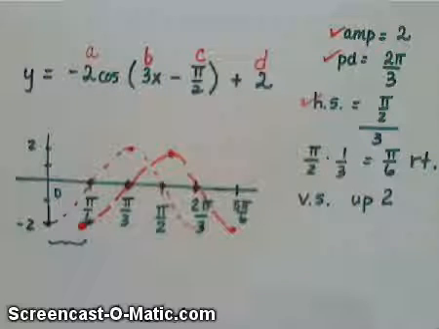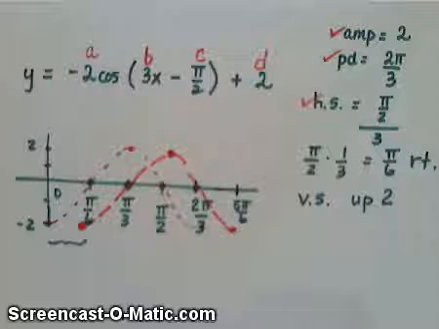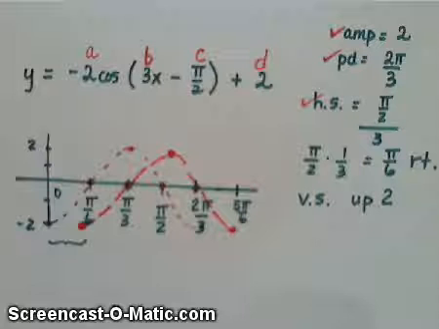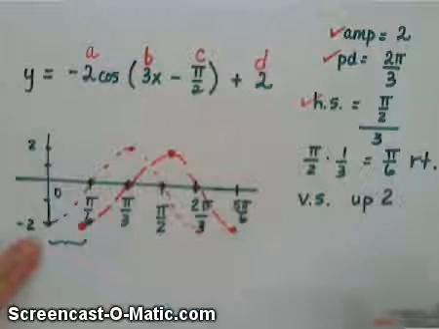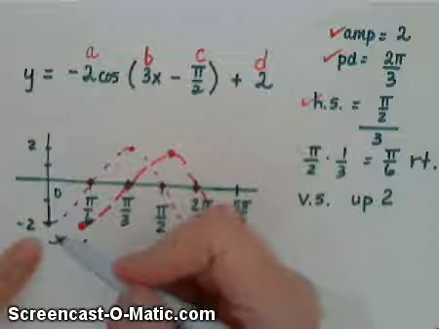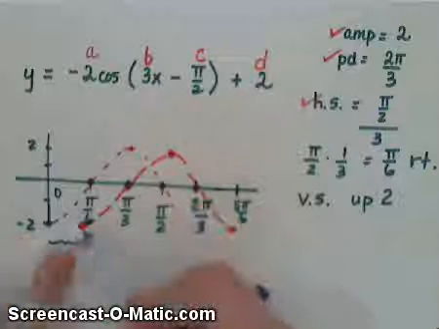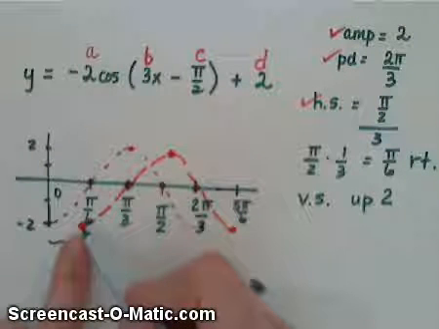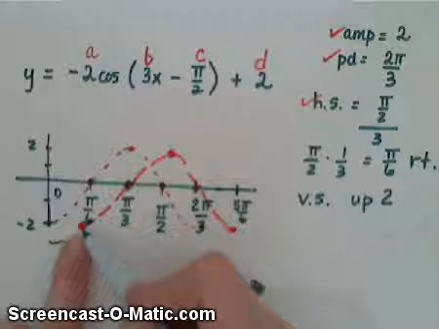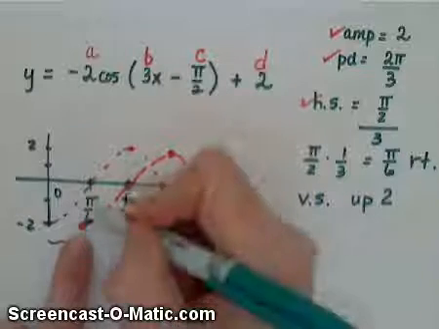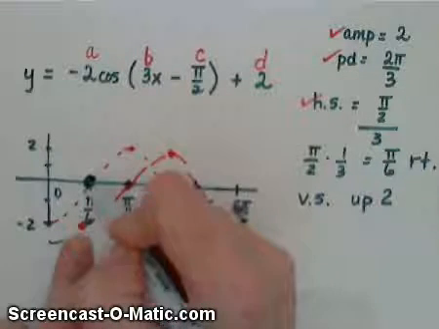Okay, now I have drawn it, I have done the period, I have shifted it to the right. I'm ready now to pick the whole thing up 2, and this will be my final graph. So instead of going from -2 to 2, everything is going to move up 2. So take this point at pi over 6, -2, and pick it up 2, that is, put it right here.